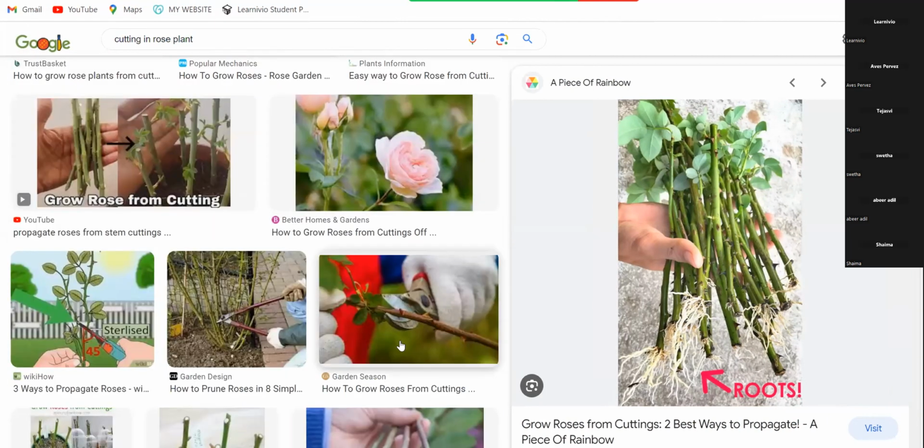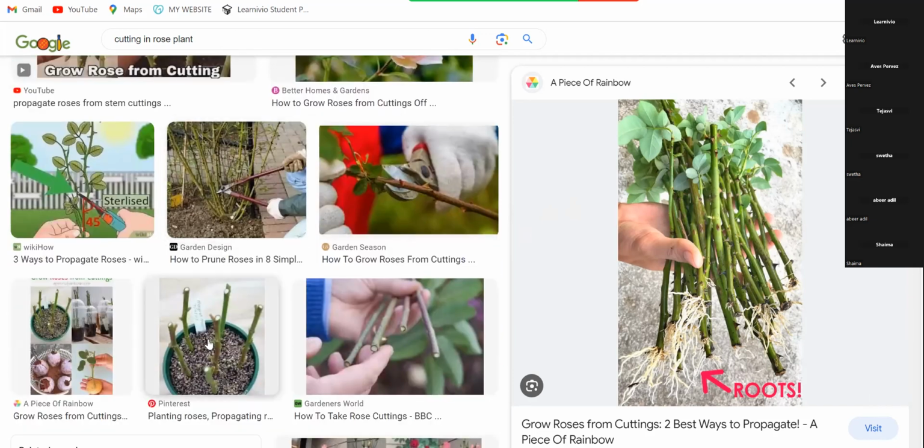Got it, everybody? Yes, sir. We just cut it at 45 degrees. We are just making the 45 degree angle. We are not just cutting it any way, and moreover, we choose that part of the plant which is going to have very many leaves. Okay, the leafy part.